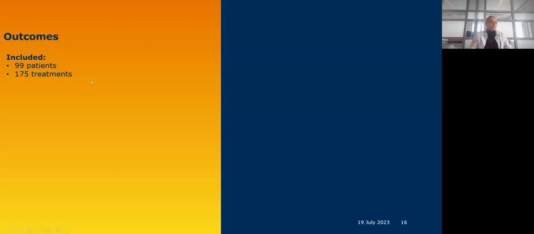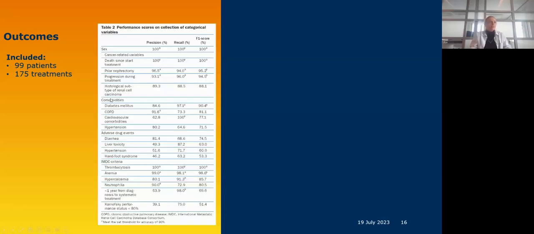So what did we find? We could include 99 patients, and those patients in total had 175 treatments. And this is the list of those characteristics we want to check. Can we do this actually or not? And a score of 100 is perfect, and 0 would be a complete miss.